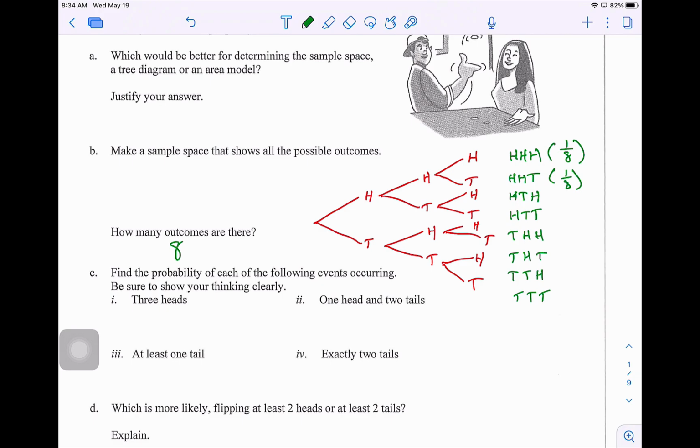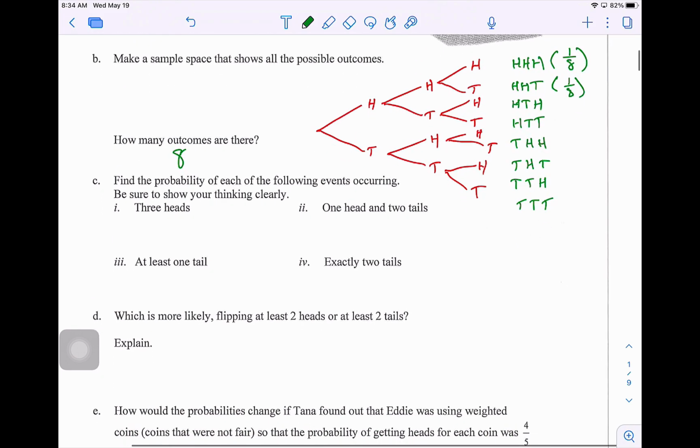Now, here's why it's worth it, and I know there's kind of a lot going on there. It's not a lot of work, but there's kind of a lot going on. Now it's just sitting right there, and it's much easier to answer part C with all of this information sitting right here for you. So now if we take a look, they say find the probability of each of the following events occurring. Well, what's the probability that you have all 3 heads? There's only one of those out of a total of 8 possibilities. 1 out of 8. That one's done.